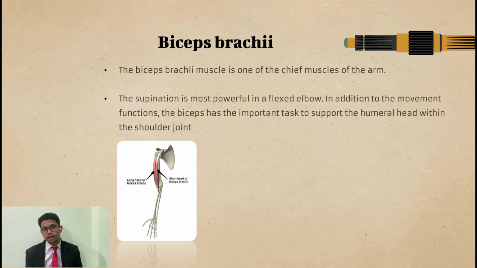The biceps brachii is one of the chief muscles of the arm. The origin at the scapula and the insertion into the radius of the biceps brachii means it can act on both the shoulder joint and the elbow joint, which is why the muscle participates in a few movements of the arm. In the elbow joint, the muscle bends the forearm, known as flexion, and rotates it upwards, also known as supination. Supination is the most powerful in the flexed elbow. In addition to the movement function, the biceps has the important task to support the humeral head within the shoulder joint. Its antagonist is the triceps brachii in the posterior compartment of the arm.